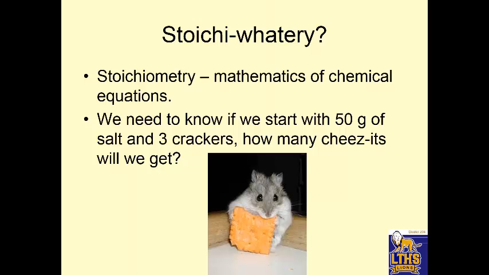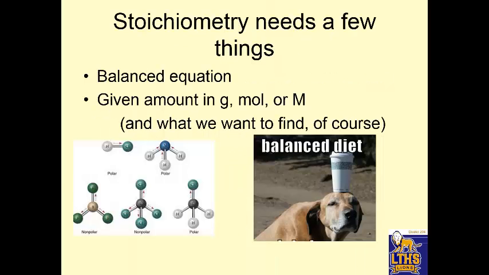Stoichiometry is the mathematics of chemical equations, like we said before, quantitative. It's like if we started with 50 grams of salt and 3 crackers, how many Cheez-Its are you going to get? That little mouse wants to know. I love Cheez-Its. So in order to do stoichiometry, we need a few things. You have to have a balanced chemical equation. You have to have something about the things in the balanced equation, either given in grams, moles, or molarity, capital M. And you have to have something you're looking for, what you're trying to find.